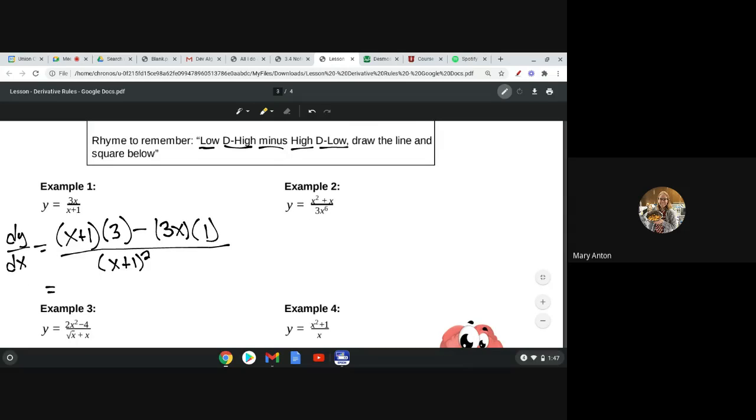And then do we have to simplify that? Well, if we do, this numerator, when we distribute the 3, we get 3x plus 3, right? And then over here, we've got the minus 3x. So this 3x is simplified to 0. And we're just left with 3 over x plus 1 quantity squared. And that's our derivative function.